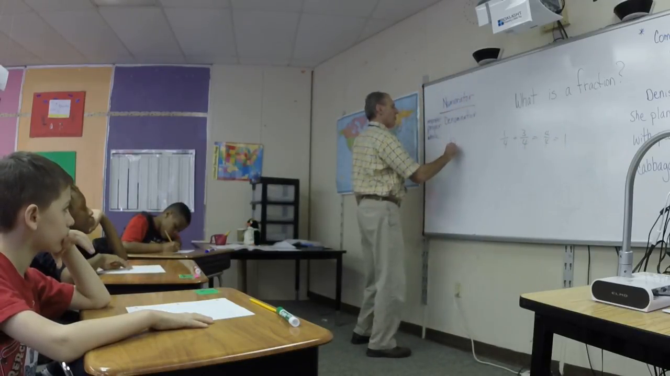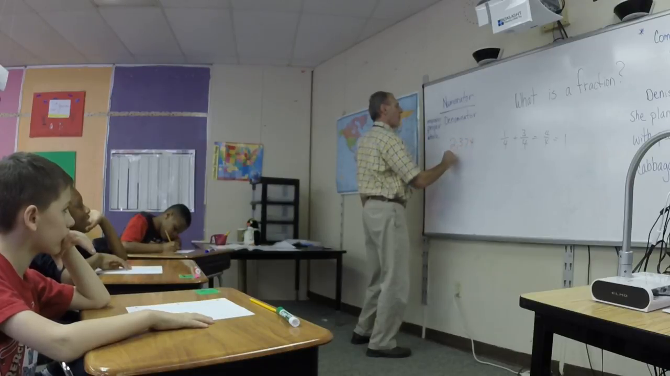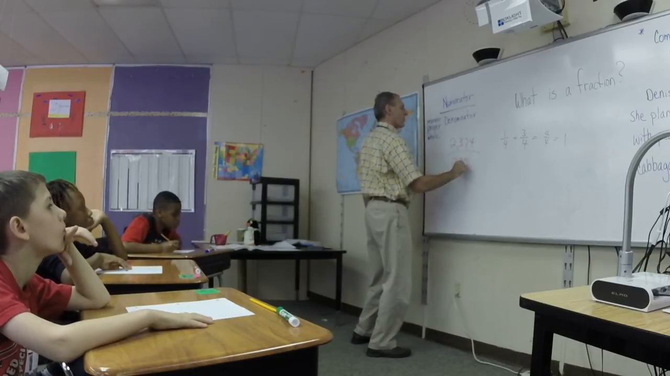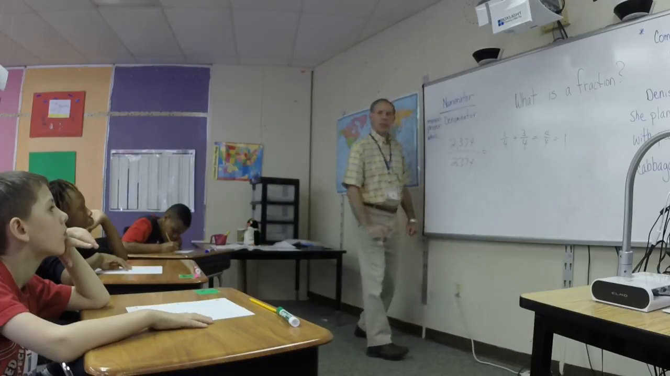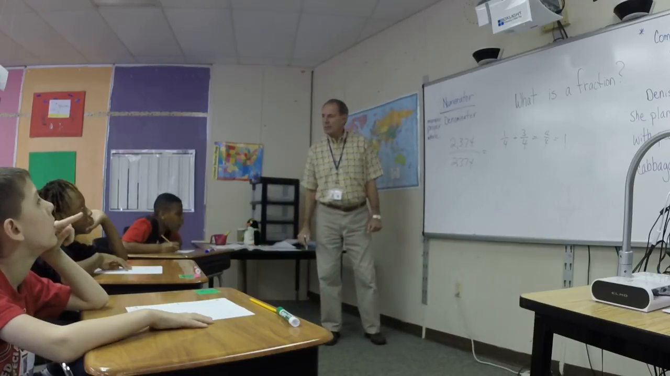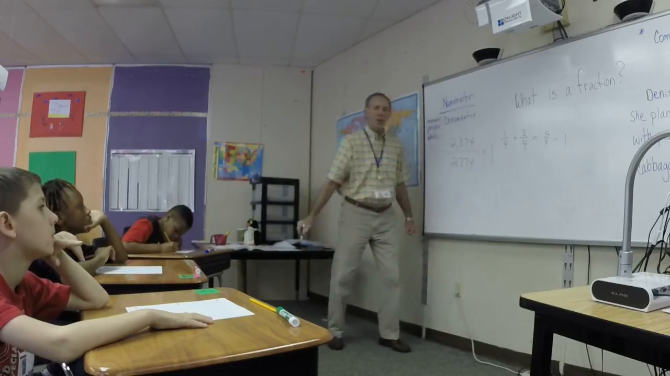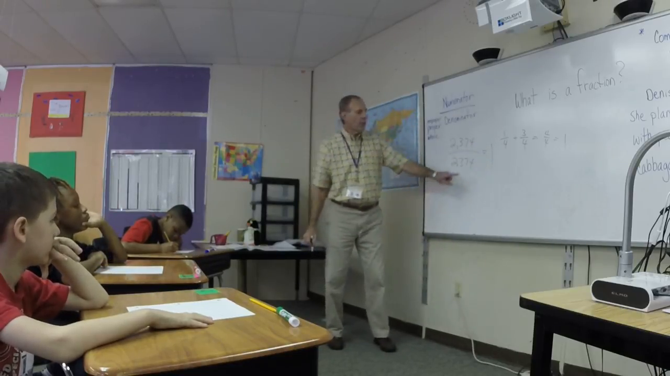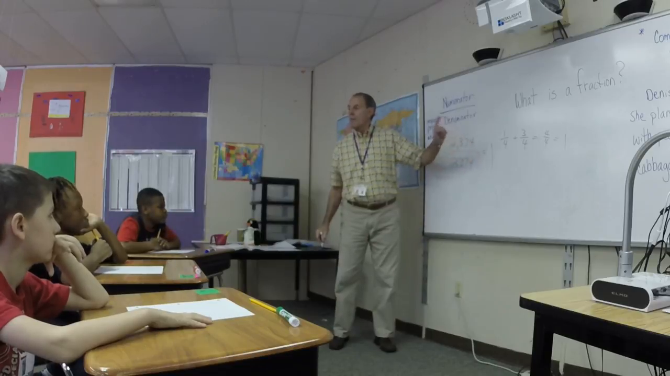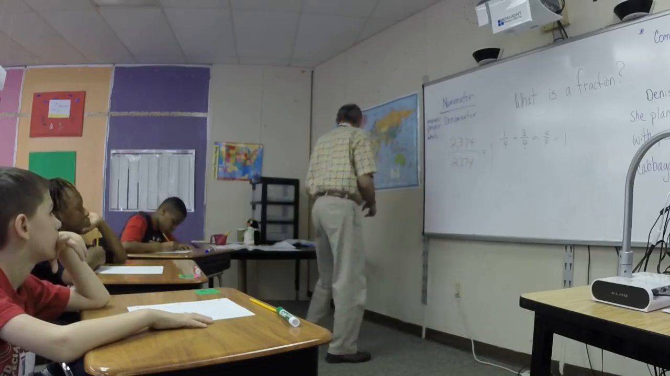Now let me ask you this. If we've got 2,374 over 2,374, what's that equal to? A whole. A whole or? 1. Good, it's a whole or 1. So we need to remember that because this will come up many times in your math, all right?